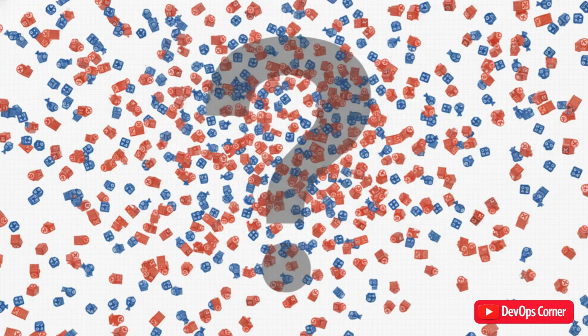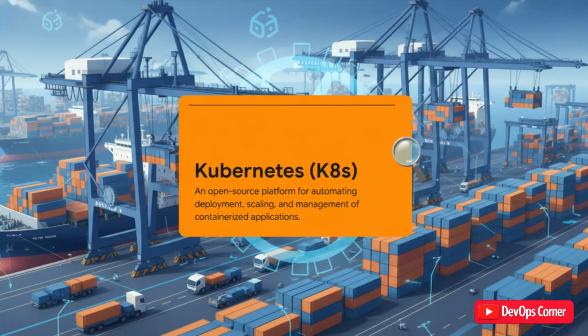How do you manage all that? How do you update them all without any downtime? And what happens if one of them just crashes at 3 a.m.? You can't manage this storm manually. You need an orchestrator. And that orchestrator is Kubernetes. If Docker gives us the standard shipping container, then Kubernetes gives us the entire automated shipping port, the cranes, the ships, the global logistics network to manage all those containers at a massive scale.